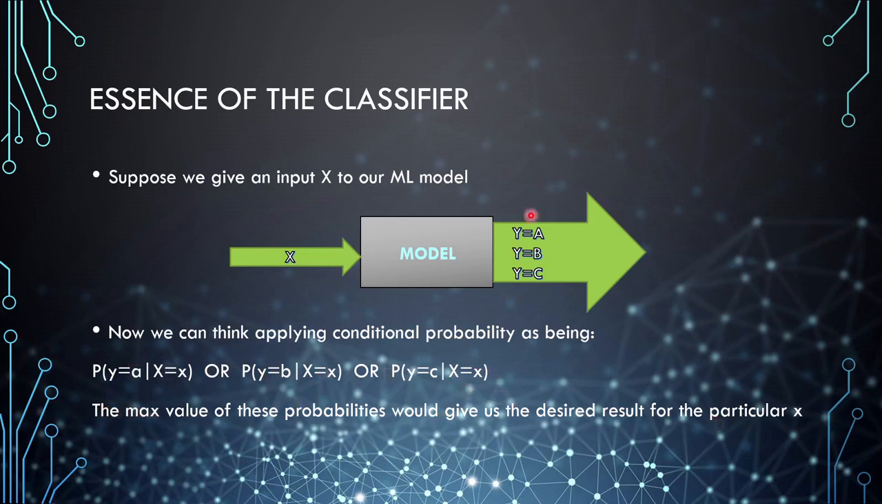So the prediction of our ML model will be a single class, right? We can't predict all the classes, so we have to predict a single class, and that single class will be given by the maximum probability which we obtain out of these three. So now we will generalize these things.